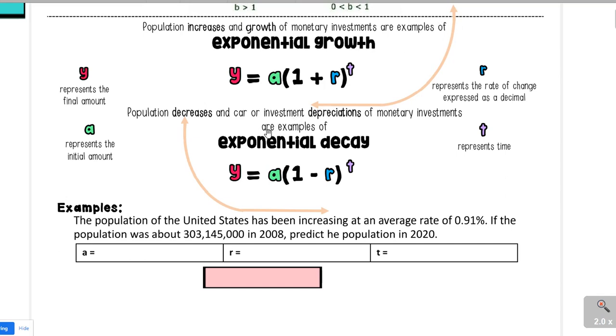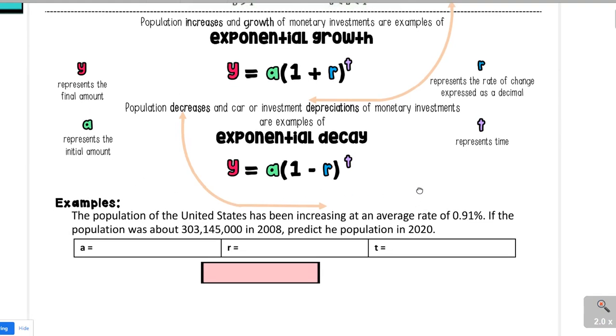Now, population decreases, and car or investment depreciations, these are examples of an exponential decay. So it's the same formula, but inside the parenthesis, we're going to do 1 minus the rate, instead of the growth, where we're doing 1 plus the rate. So let's look at some examples here.